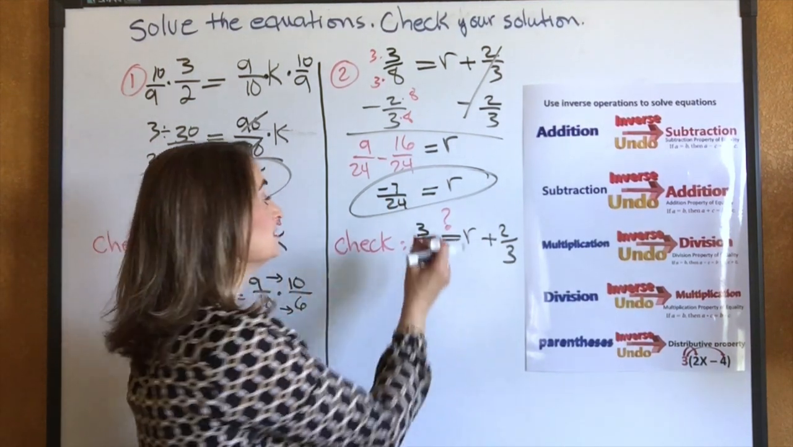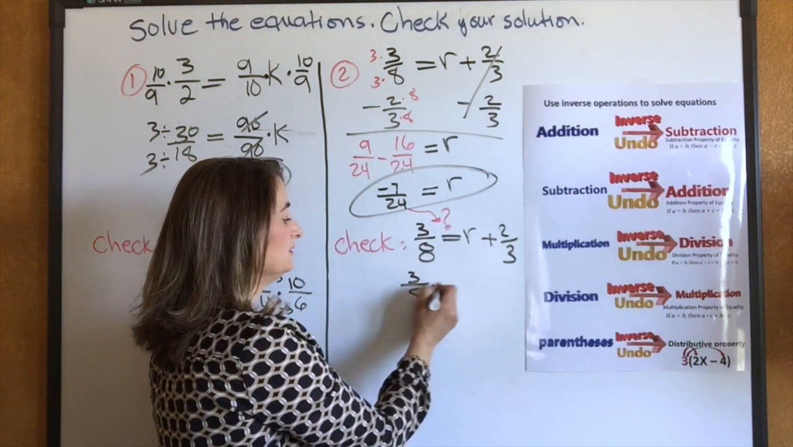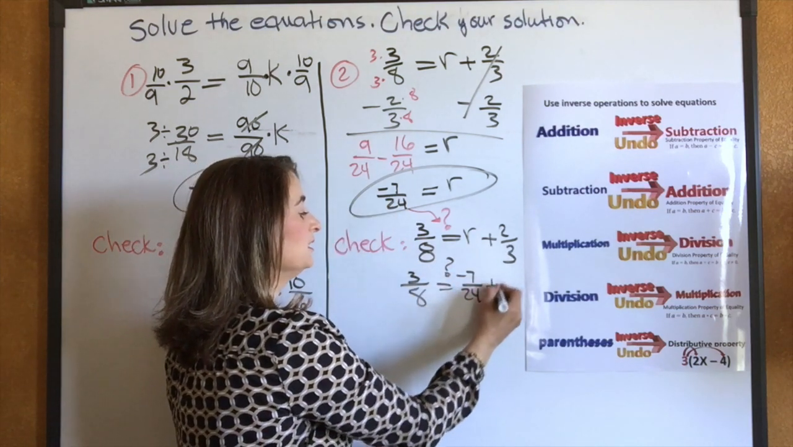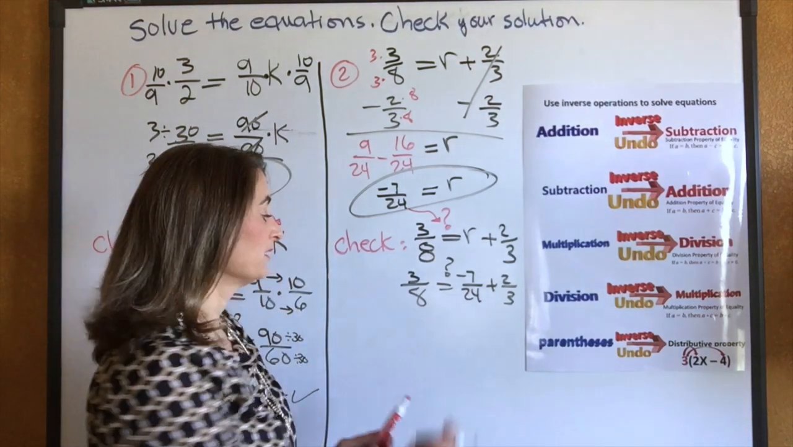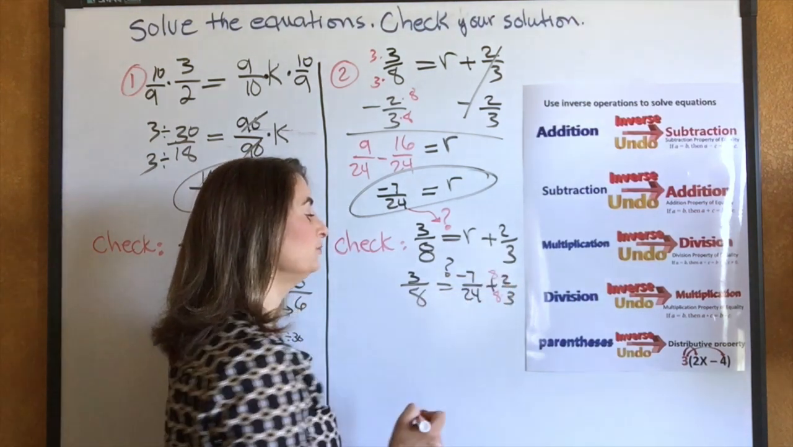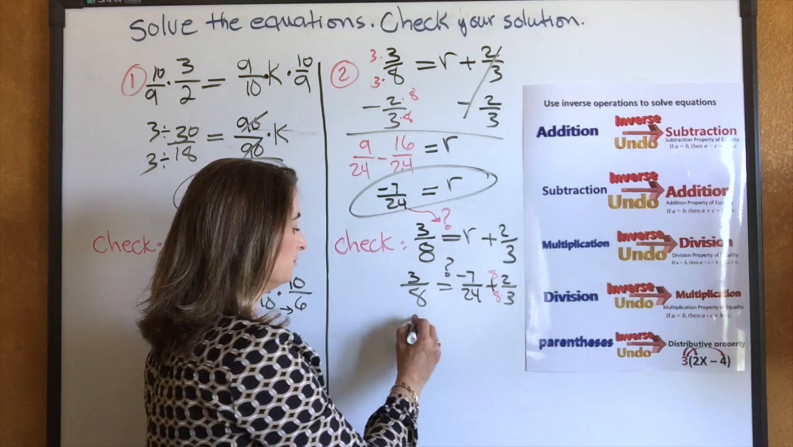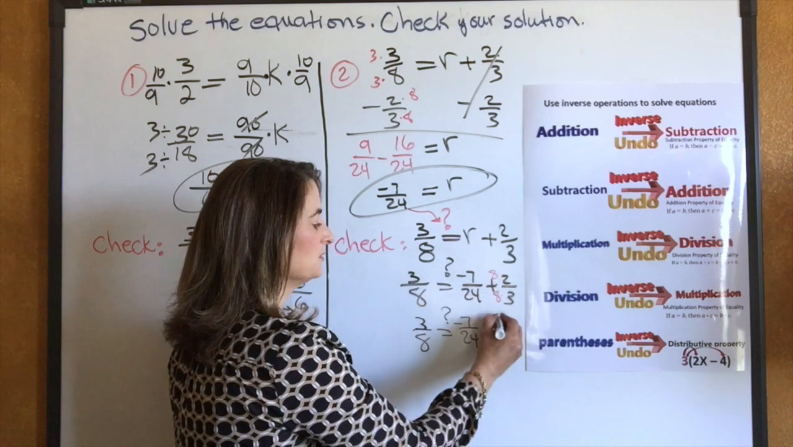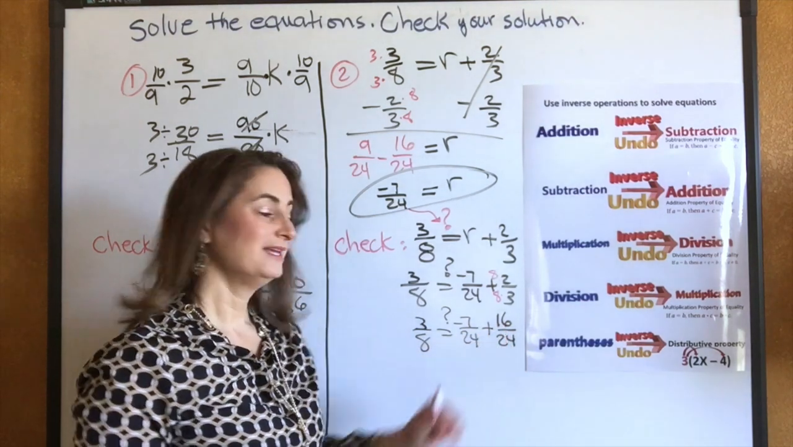Now to check and see, substitute the value of r in the equation, and remember you're checking. So 3 over 8, does it equal, replace r with negative 7 over 24 plus 2/3. Again, I can't add or subtract since I don't have a common denominator. I can make the 3 equal 24 by multiplying it by 8, but I have to do the same thing to the numerator to keep it an equivalent fraction. Now, bring the 3/8 down. Does it equal negative 7 over 24 plus 8 times 2 is 16, and 8 times 3 is 24. Now, negative 7 plus 16 is positive 9 over 24.